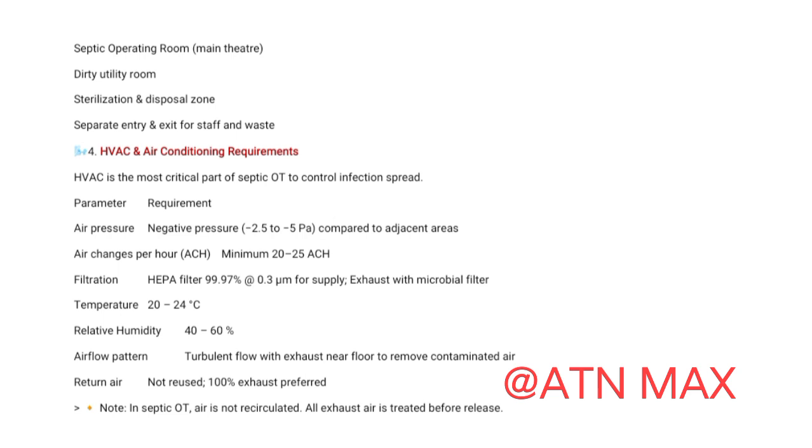HVAC and air conditioning requirements. HVAC is the most critical part of a septic OT to control infection spread. Parameter requirements: air pressure, negative, minus 2.5 to minus 5 pascals compared to adjacent areas. Air changes per hour, ACH, minimum 20 to 25 ACH. Filtration, HEPA filter, 99.97% at 0.3 micrometers for supply, exhaust with microbial filter.